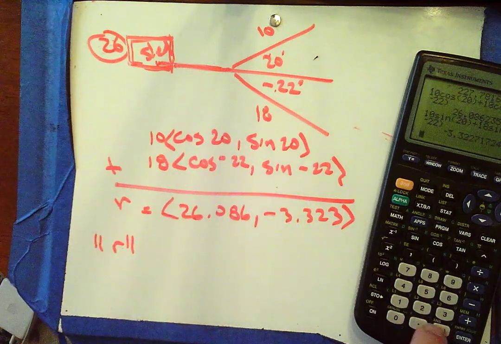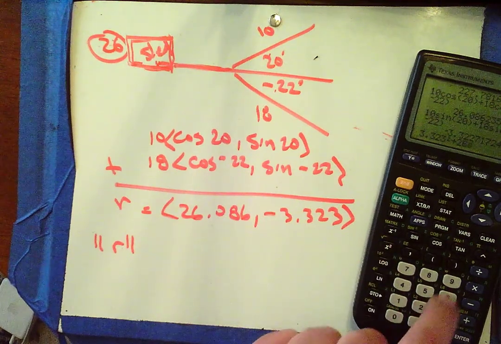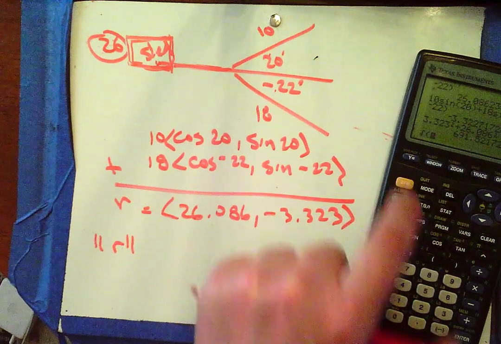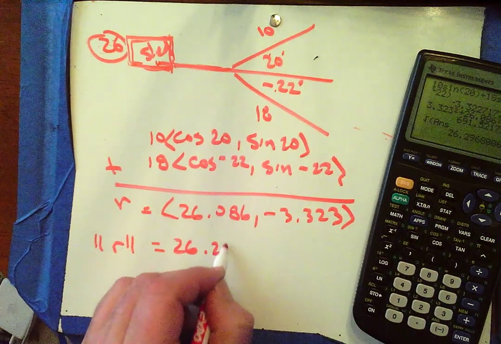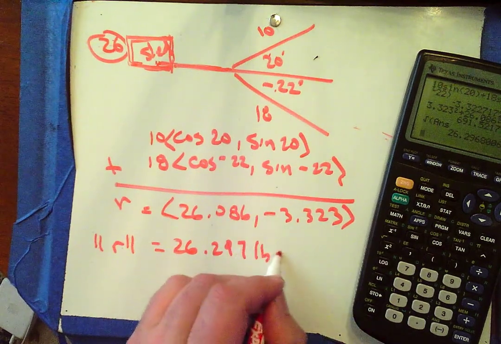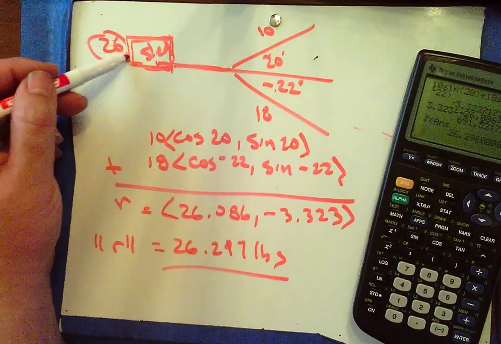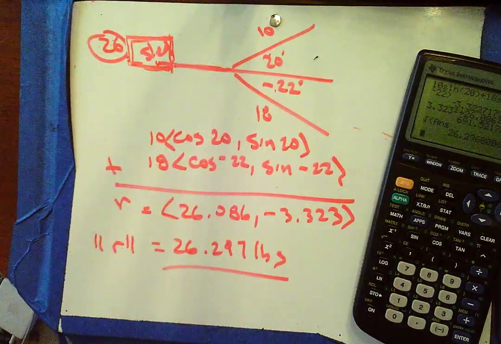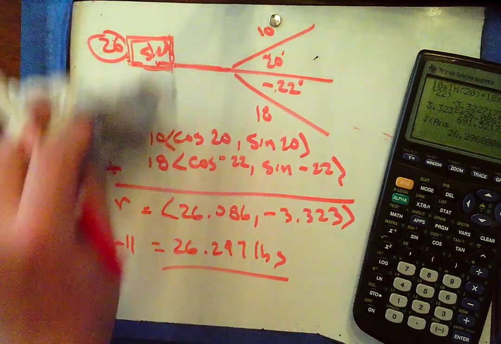So if I do 3.323 squared plus 26.086 squared, and don't forget the square root of that, I get 26.297 pounds. That's how much the small child and the sled weigh. That must be a very small child. Very small child indeed. Good. Okay, 26, 27.